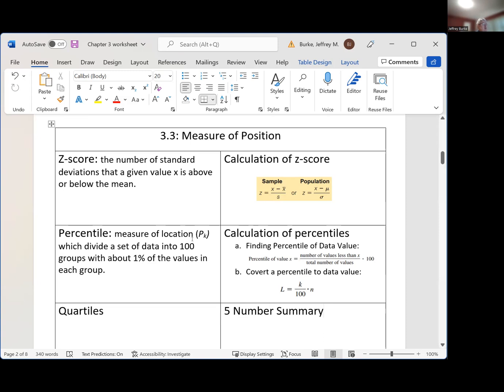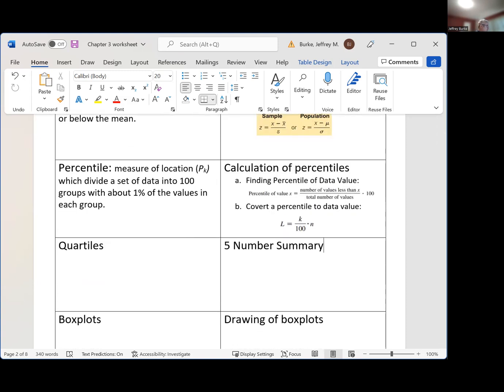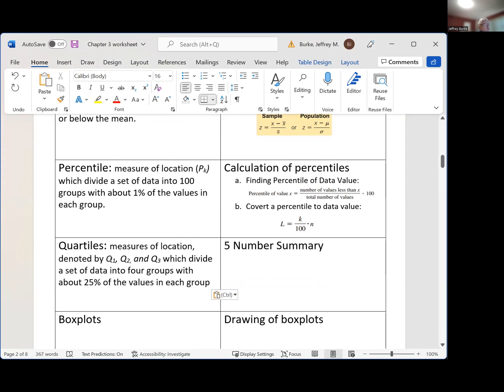All right, so let's look at the next thing here. Quartiles. Quartiles is another measurement number. A quartile is like a subset of a percentile, in that a quartile can also be written as a percentile. Quartile one will be the 25th percentile. Quartile two will be the 50th percentile, known as the median, and then Q3 would be the 75th percentile, kind of like three quarters.